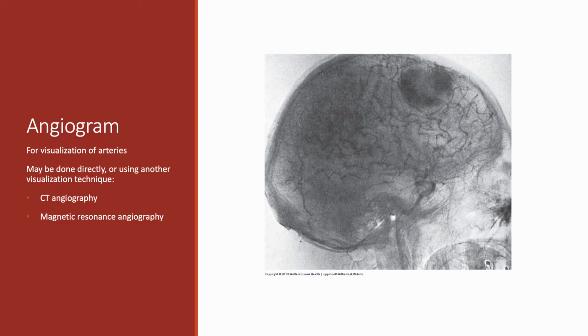The other way that we can do visualization of the arteries in the brain is with CT or magnetic resonance technology. So if we inject dye and do a CT scan, that gives us what we call a CTA, or CT angiography. Or if we put the gadolinium in, then that's the MRA, or magnetic resonance angiography. But nothing's quite as good as actually putting dye into the vessel and directly visualizing it with the angiography.